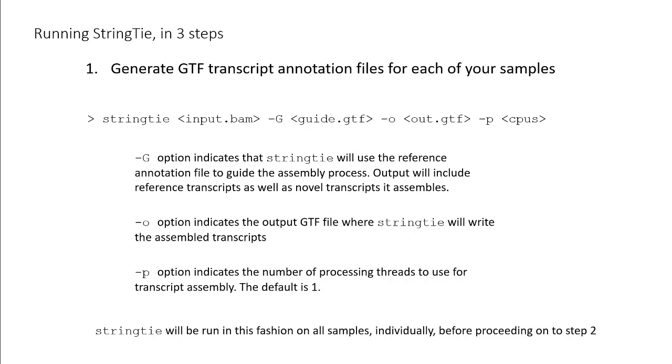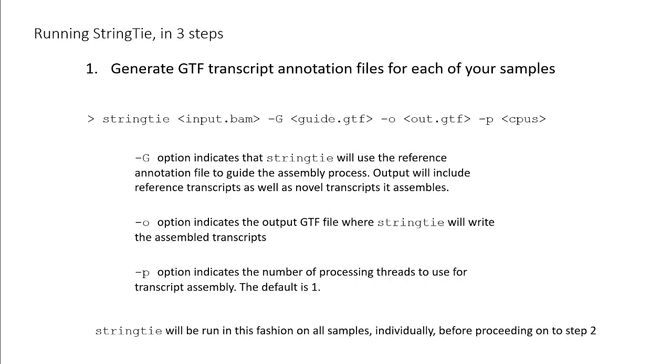For step 1, Stringtie is called with the following options, at minimum. A single input BAM file. The -G option indicates that Stringtie will use the reference annotation file to guide the assembly process. Output will include both reference and novel assembled transcripts.